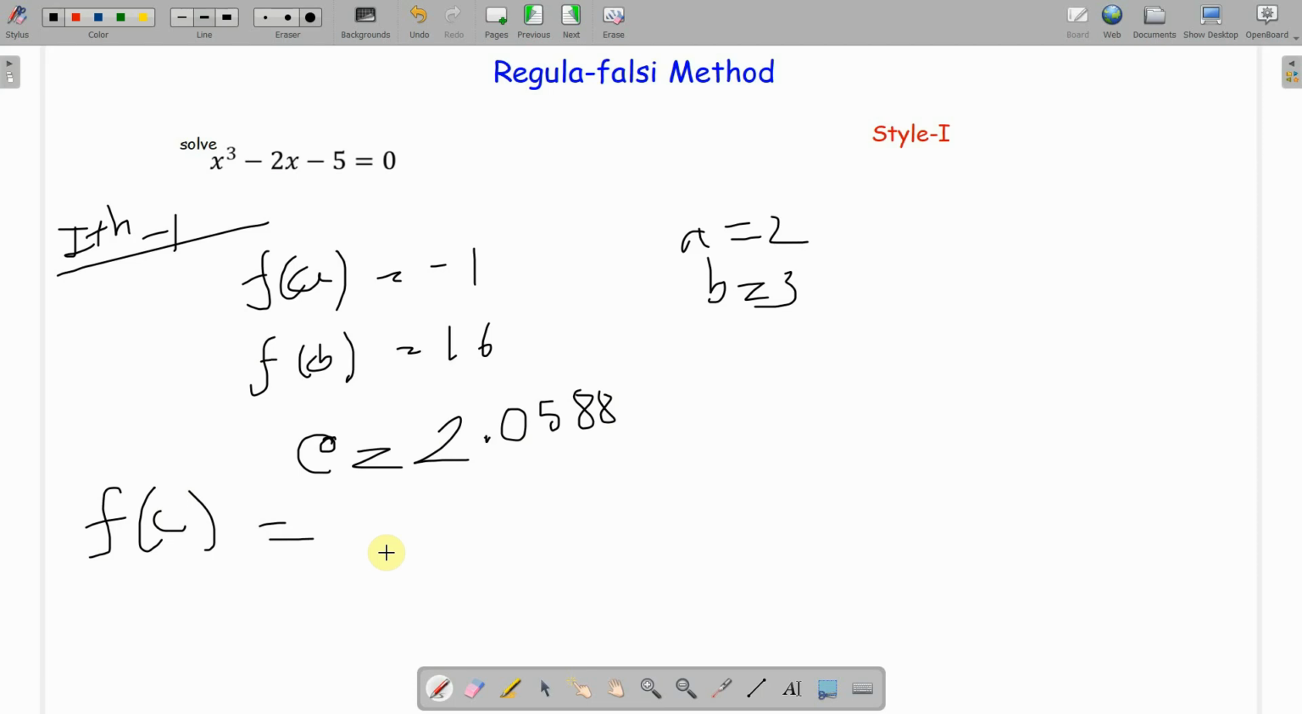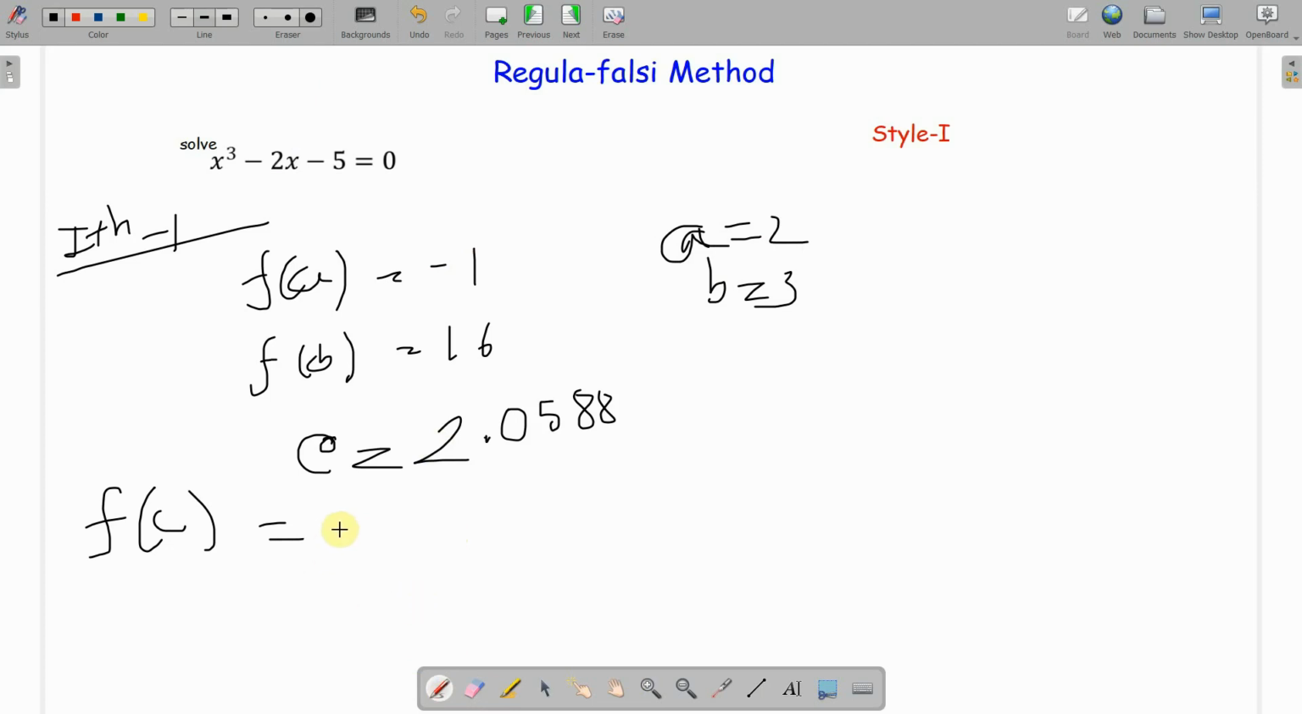If the FC value is coming negative, then you will be changing the A point. Yes, because A point is giving you the negative result, or negative Y value. Y means fx, remember. So if FC is coming negative, then you update the A value. If it's coming positive, then you update the B value. That's the simple funda for bisection and regula falsi both. Now check it. Is it coming positive or negative?